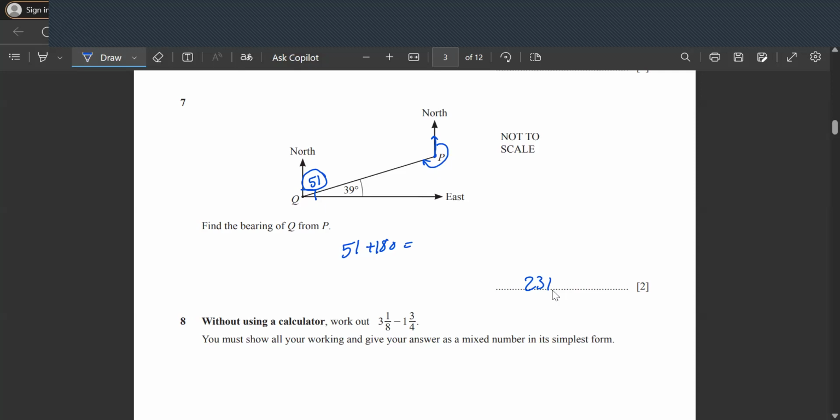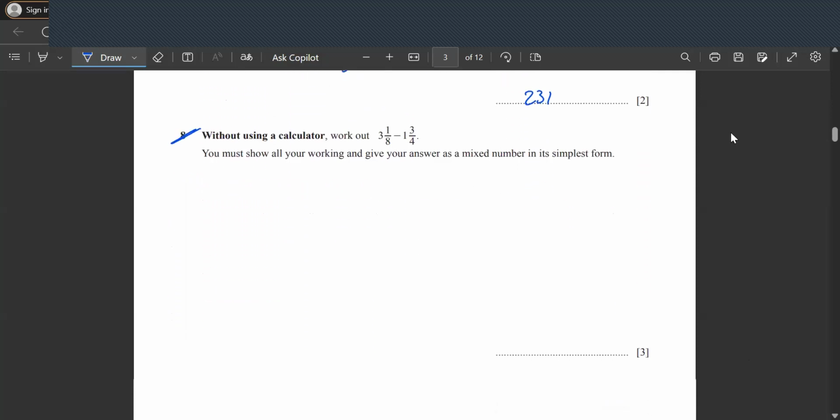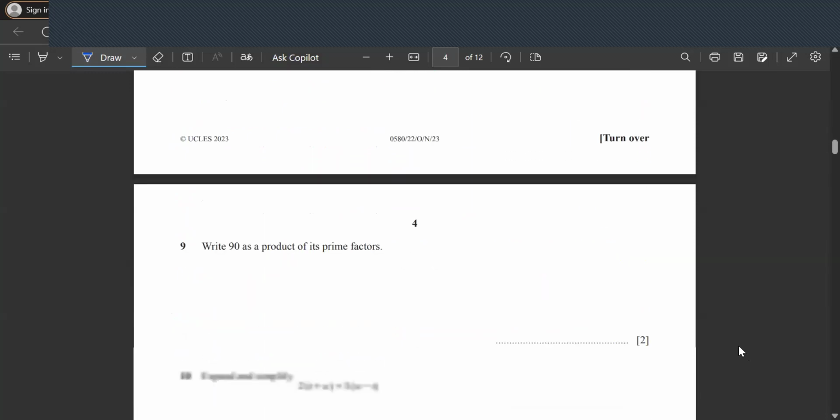Okay, continue without calculator. Anyone wants to do this? Anyone confused in doing any one without calculator? No, miss. Okay, done.